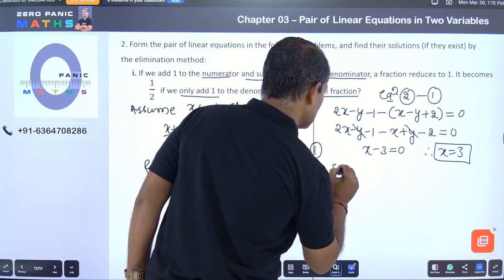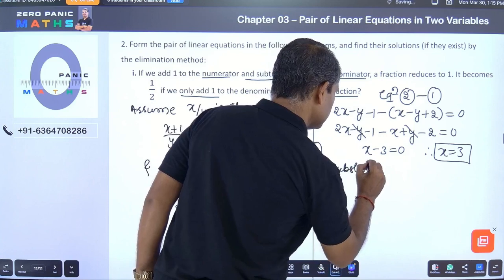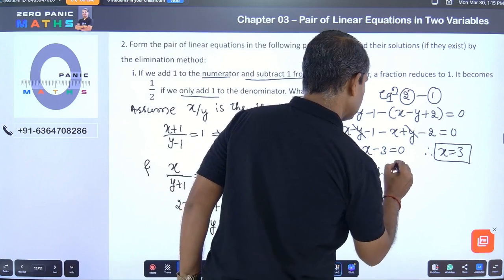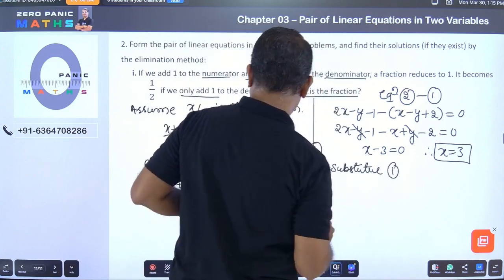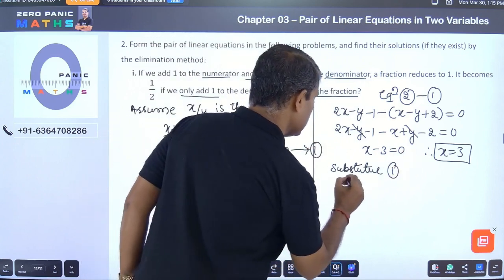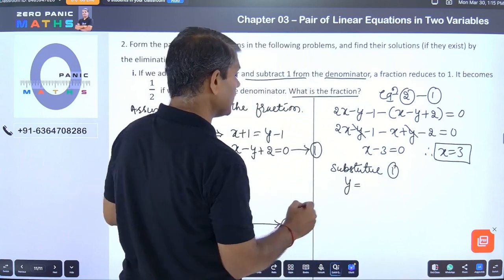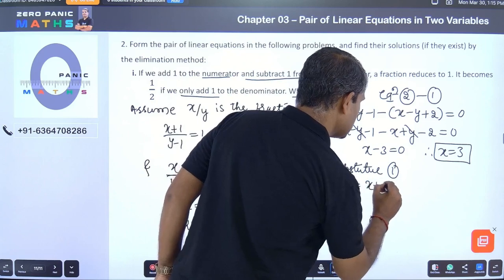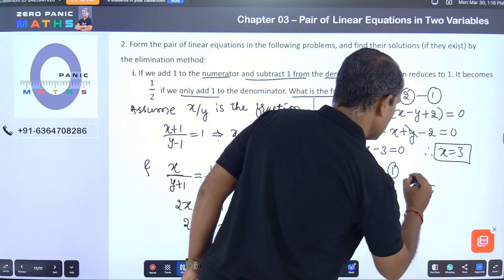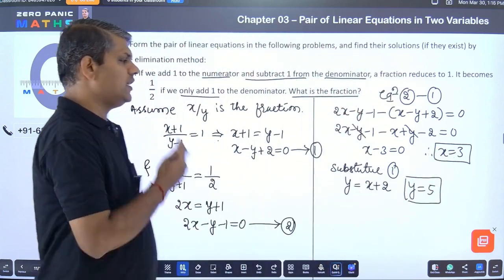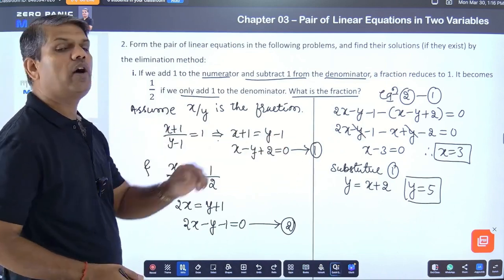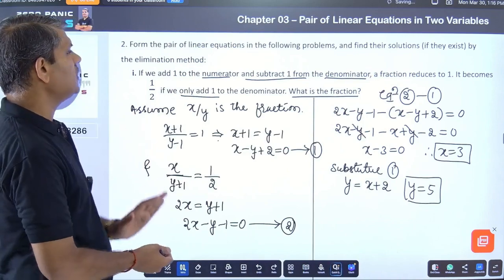Substitute in equation 1. What will it give me? I have the value of x, so taking y to that side, that will give me y is equal to x plus 2, and that gives me y is equal to 5, because we know the value of x is 3. So x is equal to 3 and y is equal to 5 is the solution for this problem.